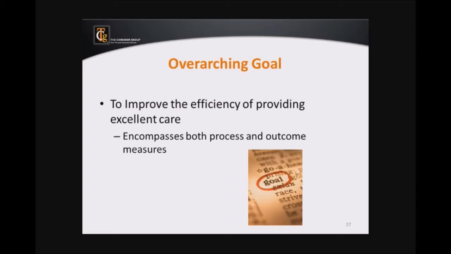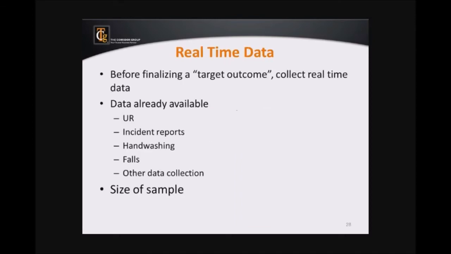Remember the overarching goal for any improvement outcome is to improve both the efficiency and the excellence of care provided to agency patients. This encompasses both process and outcome measures.